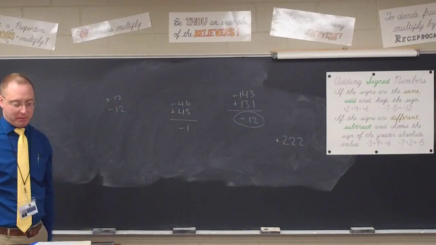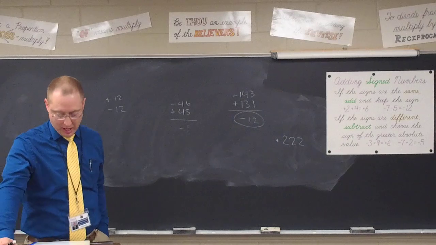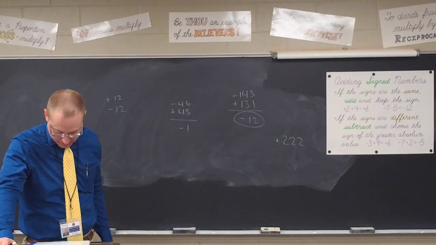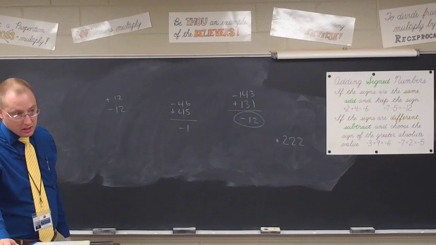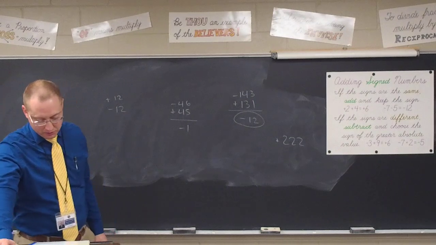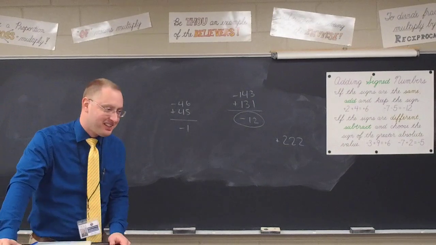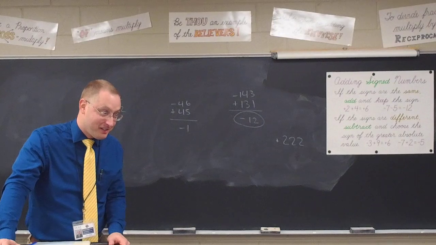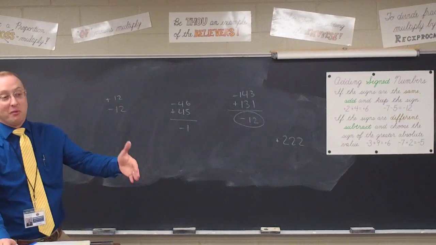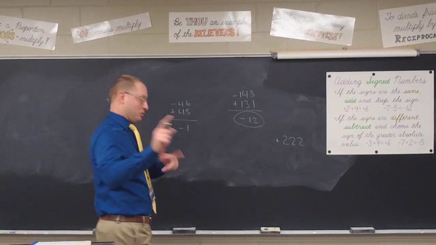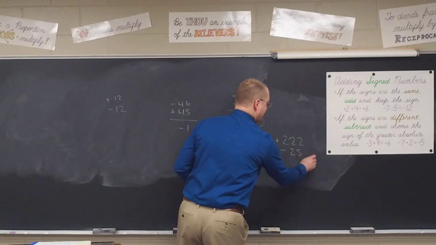Now we have to combine our negatives, and what do we get when we combine those together? 22. Careful. 25. What's 8 plus 7? 15, right? So 18 plus 7 would be 25. There we go. It's a negative 25, isn't it?